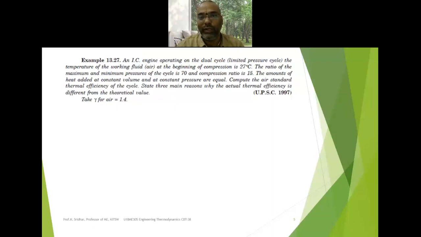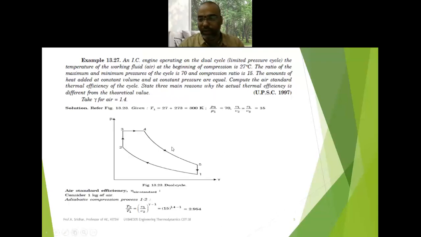Just see here, this problem was given in UPSC 1997, that is the Union Public Service Commission IES examination. Read the problem very carefully and write down the given data. An IC engine operating on the dual cycle. You know that the dual cycle is also known as the limited pressure cycle. The temperature of the working fluid at the beginning of the compression. First you plot the dual cycle. At the beginning of the compression means at point number 1, he has given 27 degrees centigrade. Convert into Kelvin, so it is 300 Kelvin.